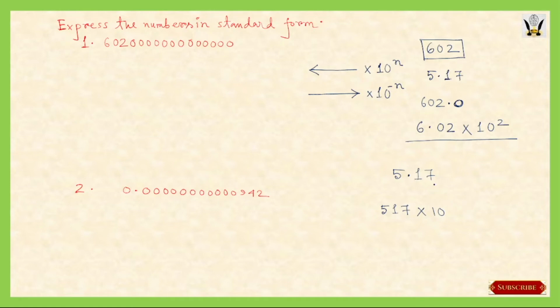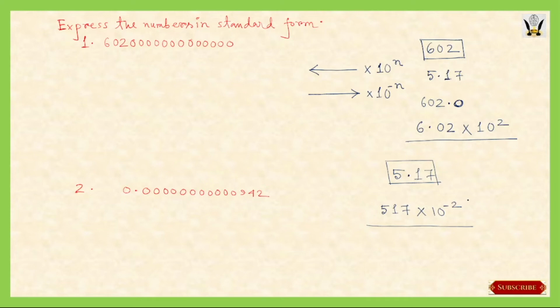And what is the value of n this time? Again we are moving by 2 places, so it will be 10 to the power minus 2. So basically 517 we are multiplying by 1 divided by 100. That means 517 we are dividing by 100, and if we divide 517 by 100, it will be 5.17 only. That means the standard form and this usual form again have the same value.